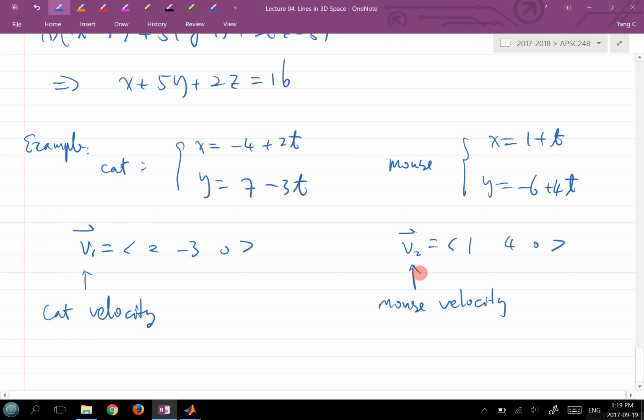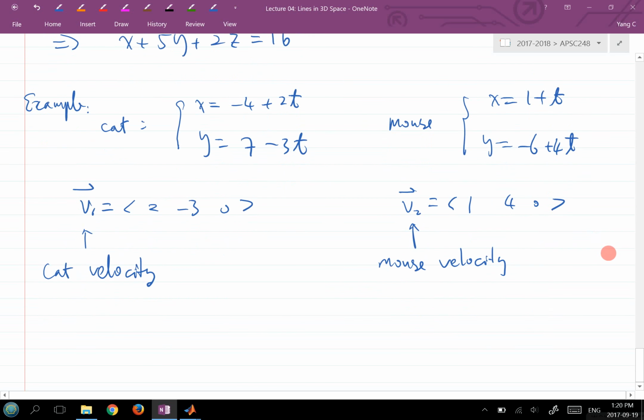I'm saying the cat is traveling at a constant velocity, and the mouse is also traveling at a constant velocity. Now think about it. First of all, are v1 and v2 parallel vectors? No, right? One is traveling in one direction, the other in another direction, because they're not parallel. If they're parallel, then the cat will never catch the mouse, right?